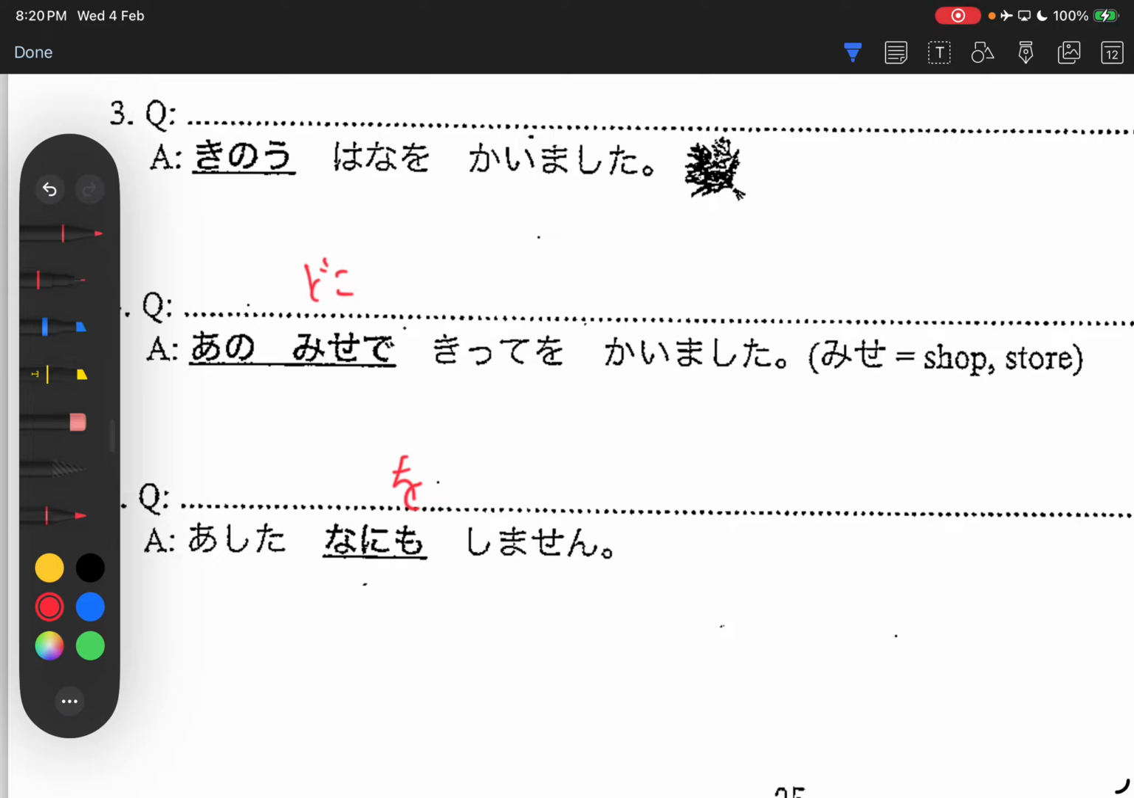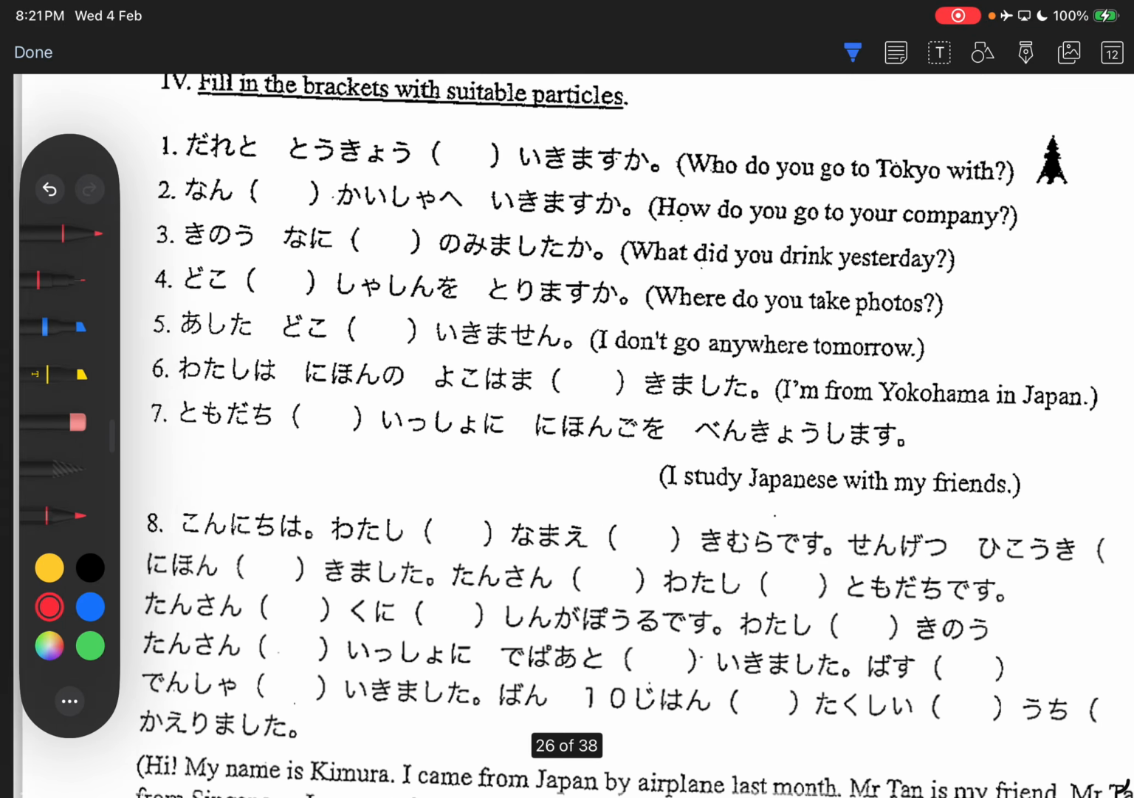I can use dochira. No, we want to ask like where. Unless you say dochira no mise de, like which store, right? If you want to change to which store, it will become dochira no mise de. Right, we need the no. Because if you think of it in Chinese, is 哪一个的店. So どちらの店で切手を買いましたか? Okay, this is good.